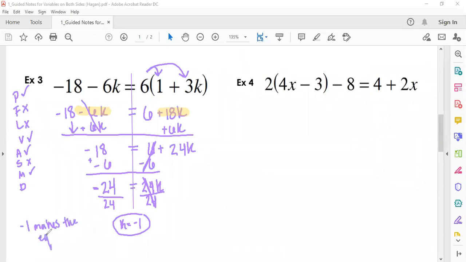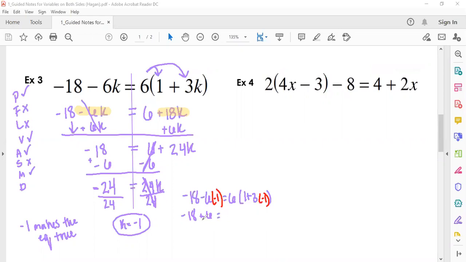So I'm going to check this one for you guys and show you what I mean by it makes the equation true. So here's my equation, negative 18 minus 6k equals 6 times 1 plus 3k. I'm going to take my eraser and erase my k's, and instead plug in what I got for k, which was negative 1. So I'm going to do 6 times negative 1 and 3 times negative 1. Okay? So now when I start to solve this, I have negative 18, and then negative 6 times negative 1 is a positive 6, because a negative and a negative is a positive.